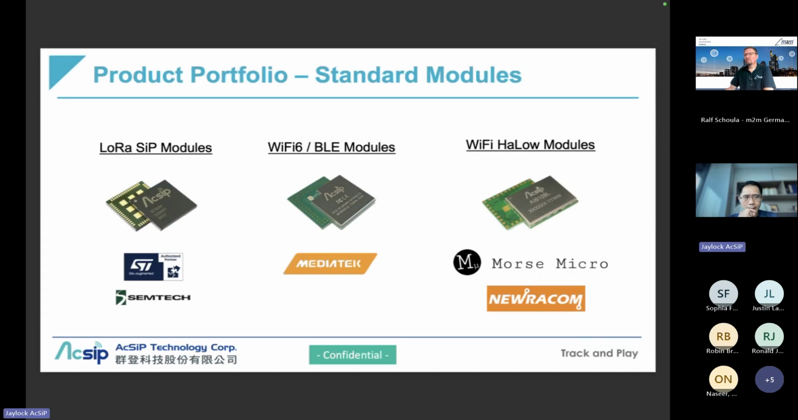So besides the service that we provide, we do have in-house standard products, which cover the LoRa modules, the Wi-Fi 6 BLE, and also the Wi-Fi Halow. So I'm going to give you a brief introduction about these three types of modules that we carry in-house.